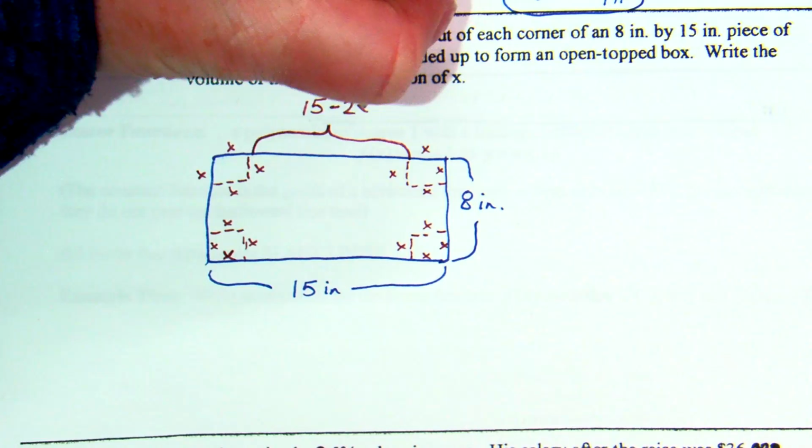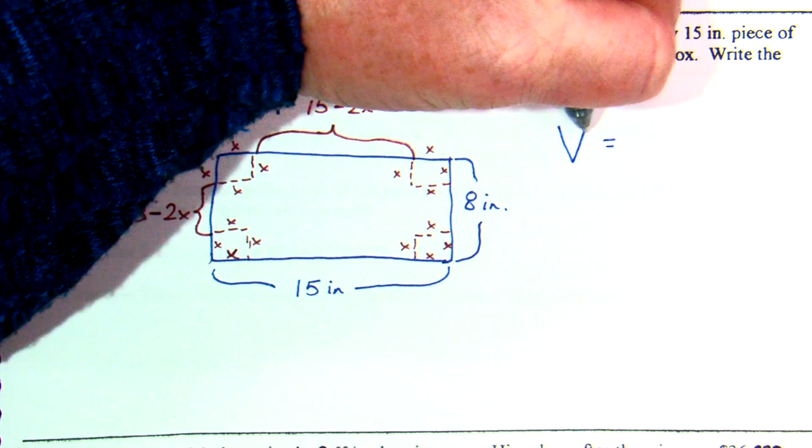What's the length of this box going to be? 15 minus 2x. So my length is 15 minus 2x. What about my width? 8 minus 2x. So my length, 15 minus 2x after I fold those sides up. Width, 8 minus 2x. Thoughts on how tall this box is?